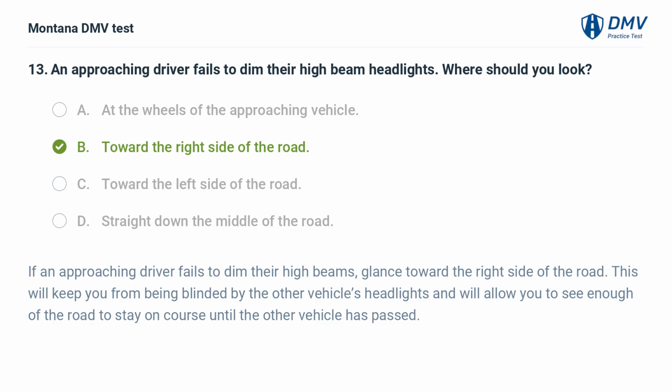B. Toward the right side of the road. If an approaching driver fails to dim their high beams, glance toward the right side of the road. This will keep you from being blinded by the other vehicle's headlights and will allow you to see enough of the road to stay on course until the other vehicle has passed.